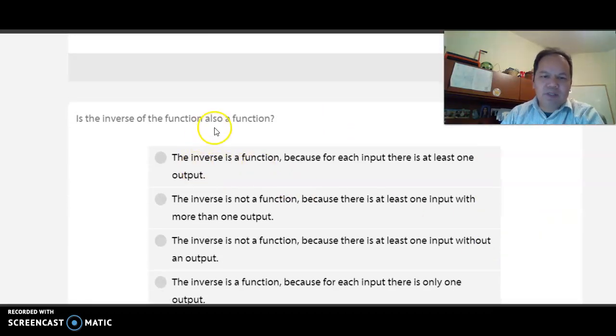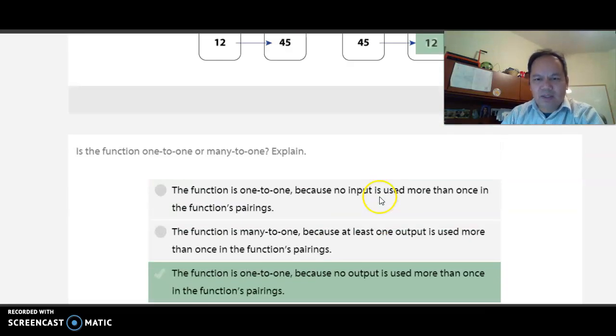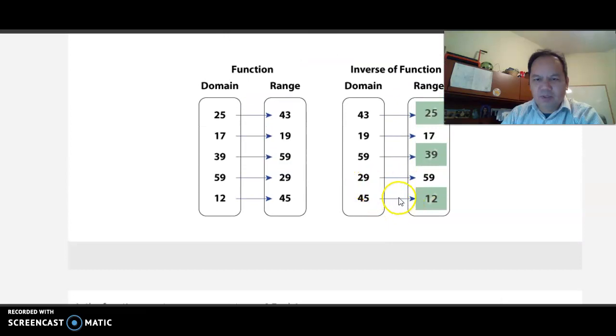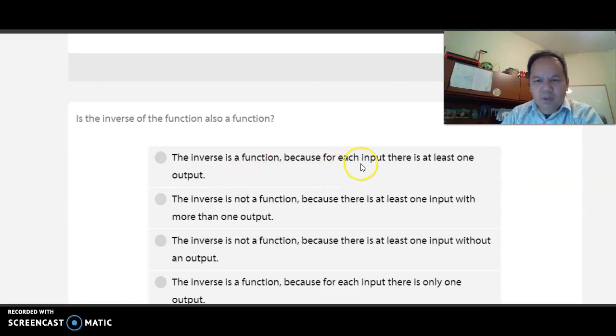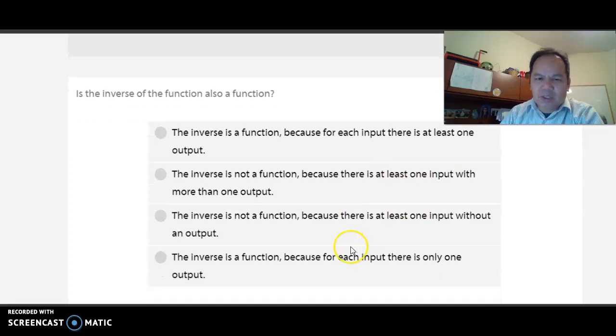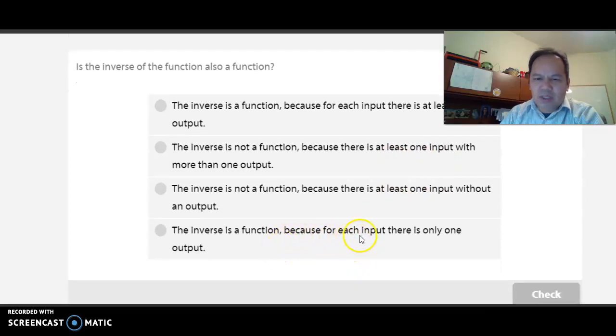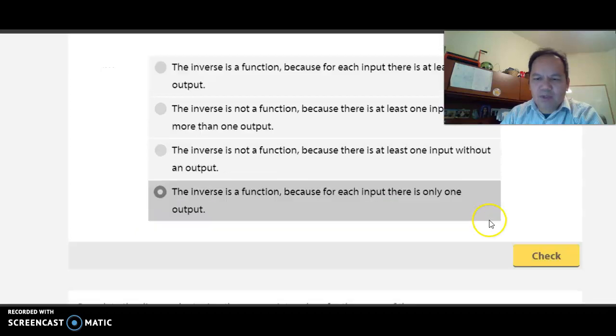Is the inverse function also a function? If you look at this right here, it looks like it's also a function, because for each input there is only one output. That makes more sense.